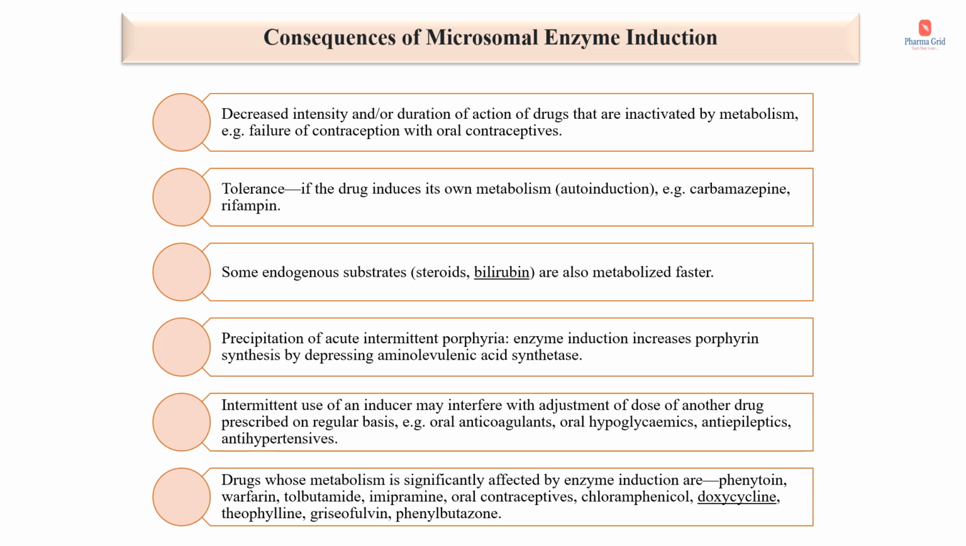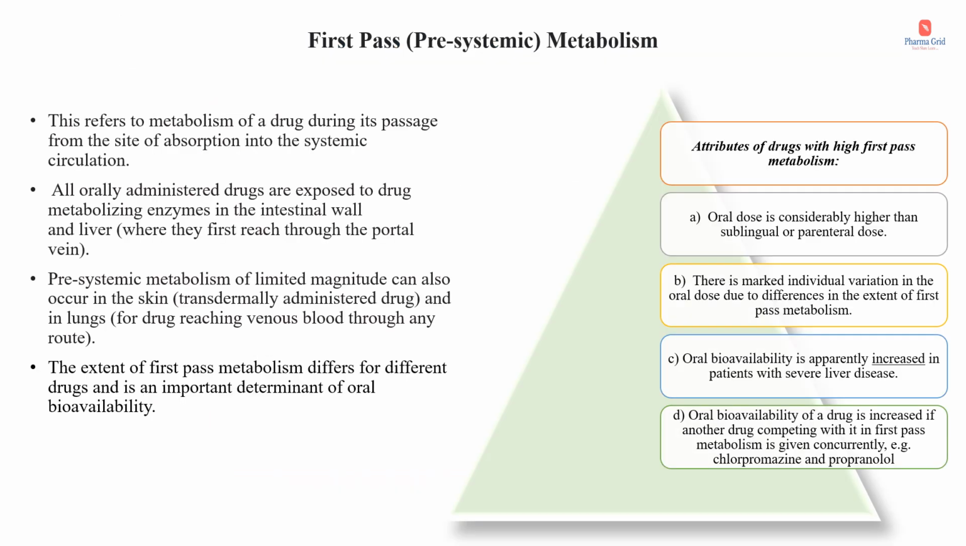Then drugs whose metabolism is significantly affected by enzyme induction are phenytoin, warfarin, tolbutamide, imipramine, oral contraceptives, chloramphenicol, doxycycline, theophylline, griseofulvin, and phenylbutazone. Okay, so the next important concept is first pass metabolism, also known as pre-systemic metabolism. This refers to metabolism of a drug during its passage from the site of absorption into the systemic circulation. Or otherwise we can say that the drug has to pass through the liver first before going into the systemic circulation.